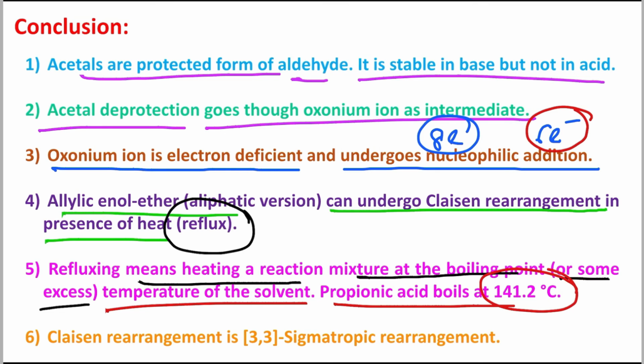And the final point is that Claisen rearrangement is actually a 3,3 sigmatropic rearrangement. So this is the end of discussion.